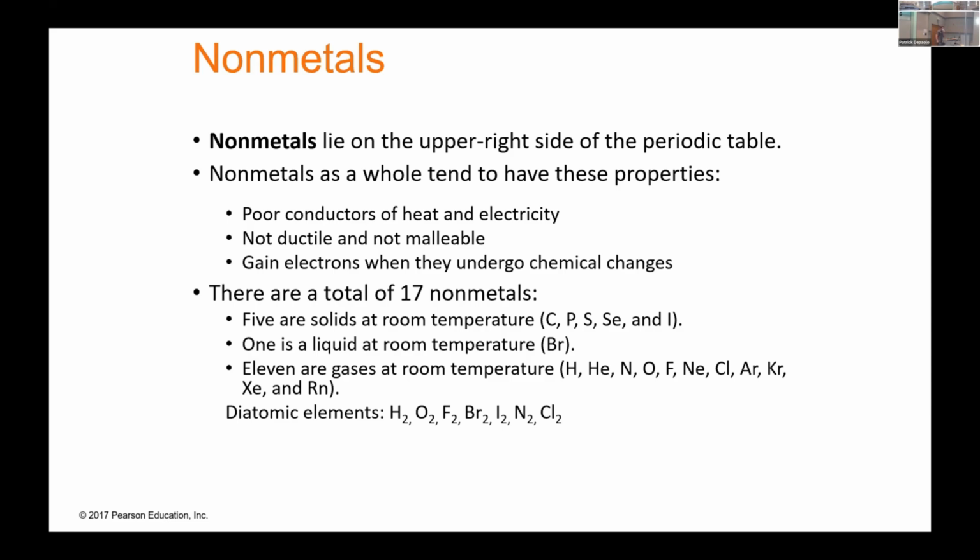They tend to gain electrons. And we'll talk about that more specifically when we talk about cations and anions, but there's a reason why they like to gain electrons. And I'll talk about that soon. And there's 17 of them total.